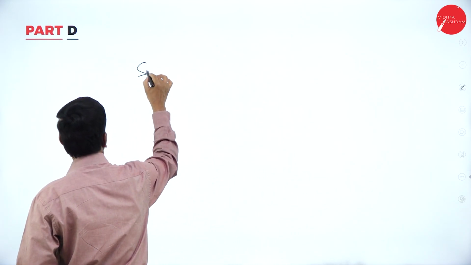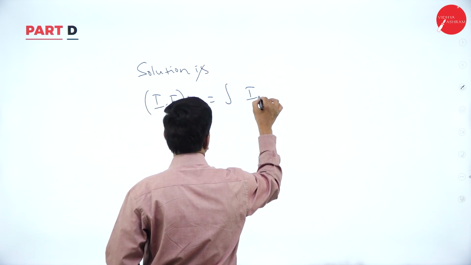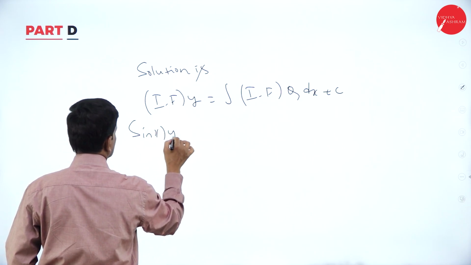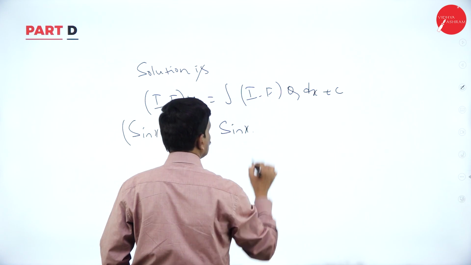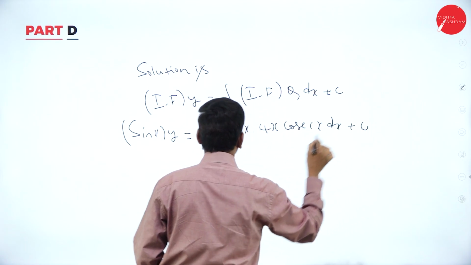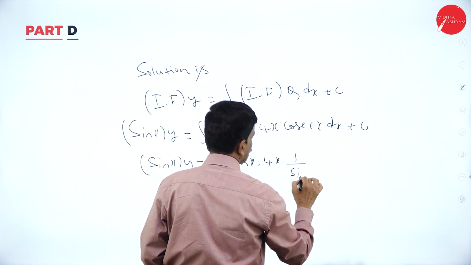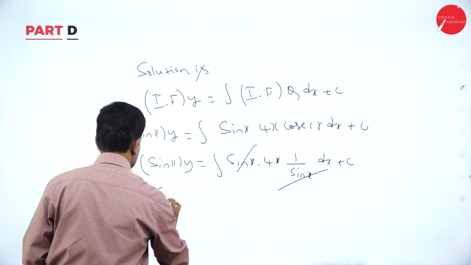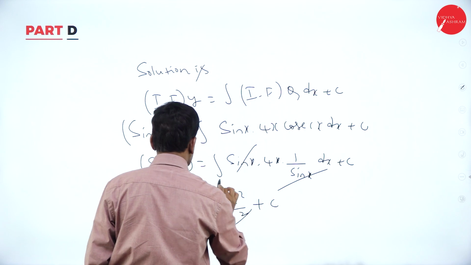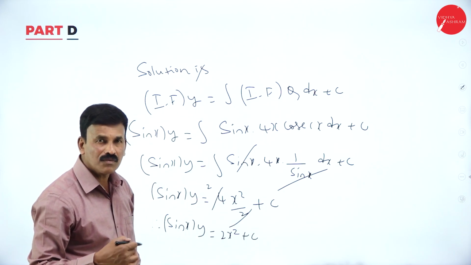Therefore the solution is integrating factor into y is equal to the integral of integrating factor into Q dx plus c. The integrating factor is sin x, so sin x into y is equal to the integral of sin x into 4x cosecant x dx plus c. Cosecant x is 1 over sin x, so sin x cancels. Sin x into y is equal to 4 times the integral of x dx, which is x square by 2, plus c. The 2's cancel. Therefore sin x into y is equal to 2x square plus c. You can stop here itself, or if you want you can divide.